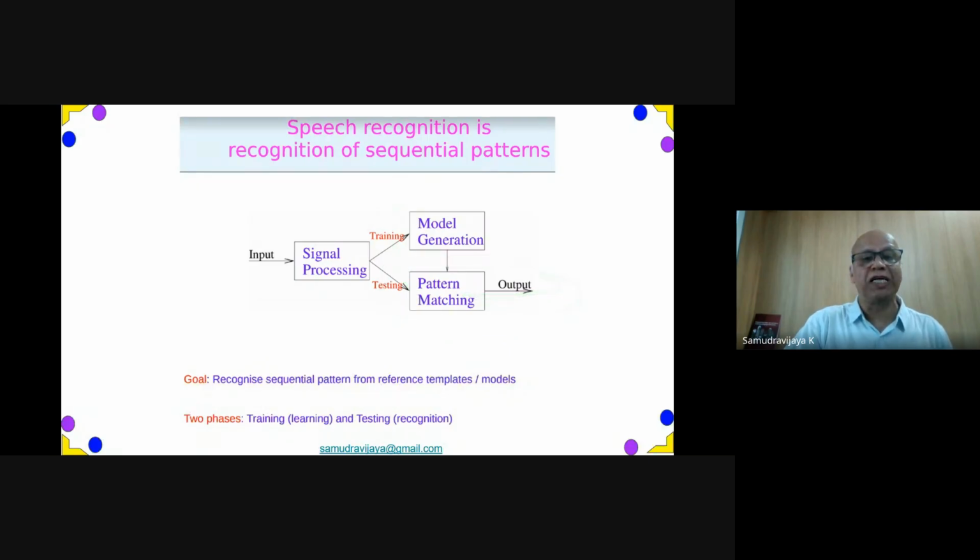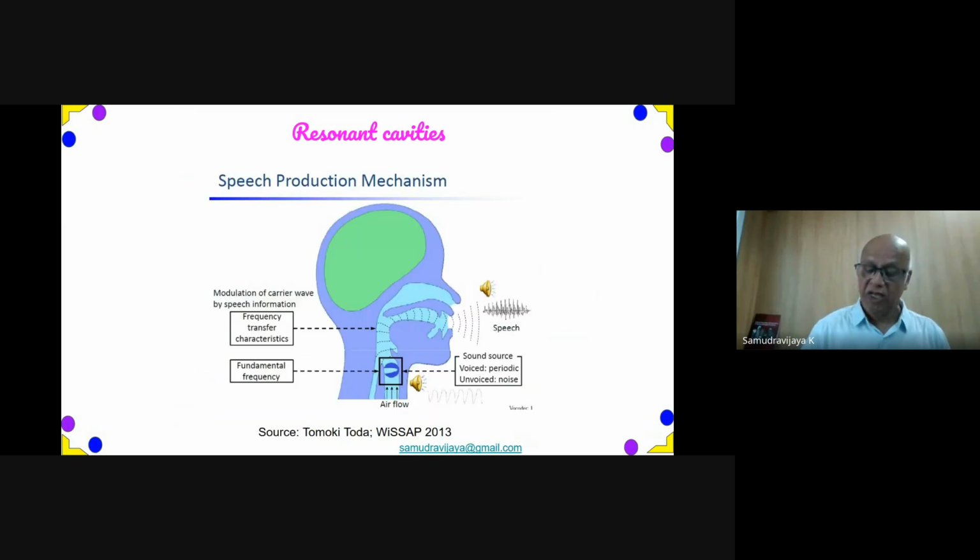Okay? So there are three blocks, if you see. First block is signal processing block. Second block is training the models, learning. Third block is using or recognition phase. So let's go to each of them. Well, there have been lectures on speech production, so I will not spend your time on this.